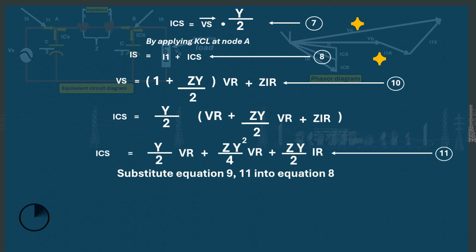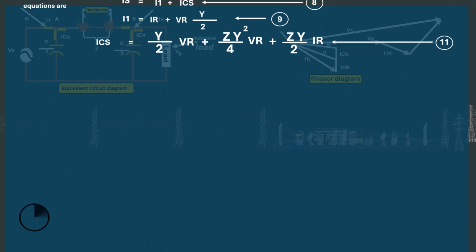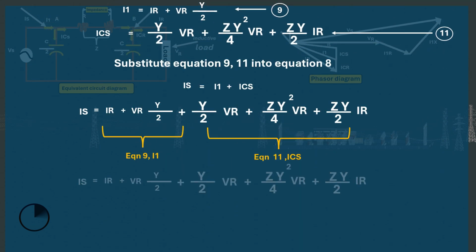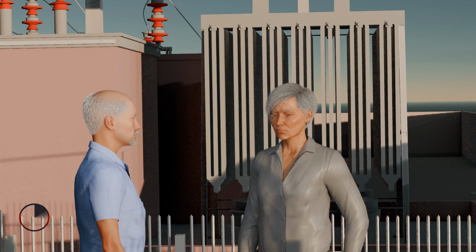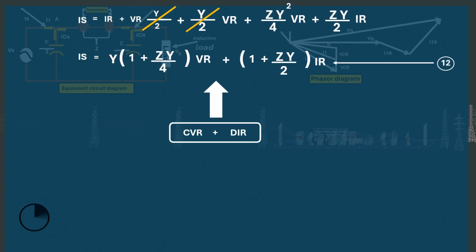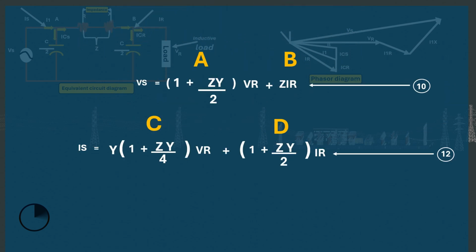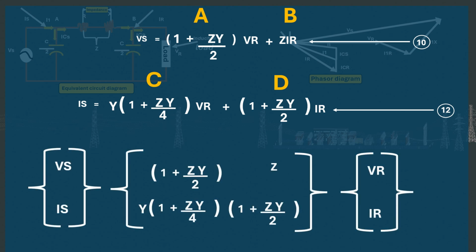Now that we have the value of the current flowing through the capacitor at the sending end, ICS, we can substitute equation 9 and equation 11 into equation 8 here. When substituted, we will have this here. When further simplified, the sending end current Is will equal this here. Looking at the above equation, C VR will equal the right-hand side, while D IR will equal the left-hand side. So we can say the matrix form can be rewritten as these here.